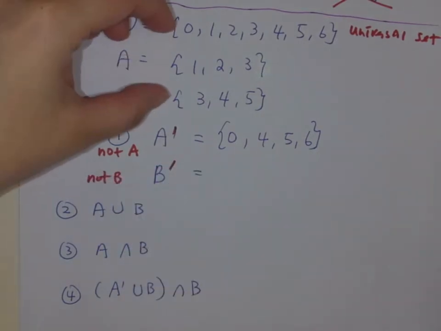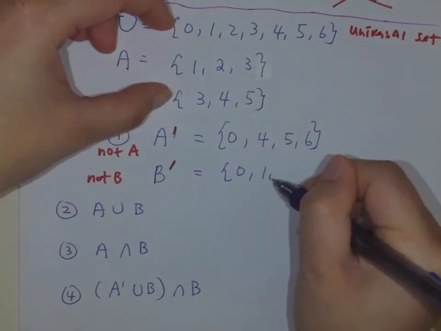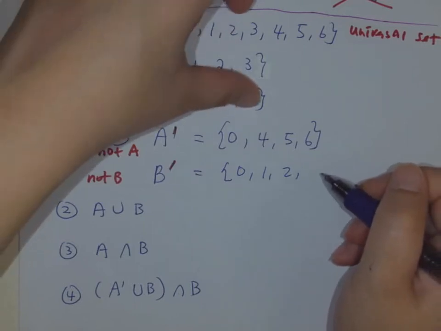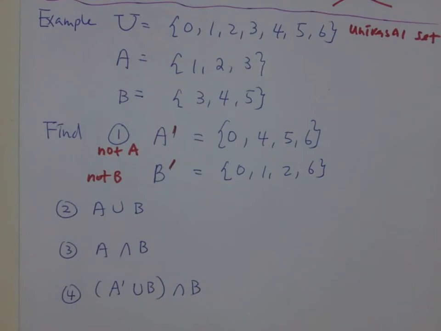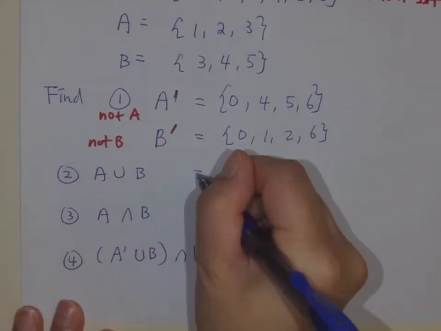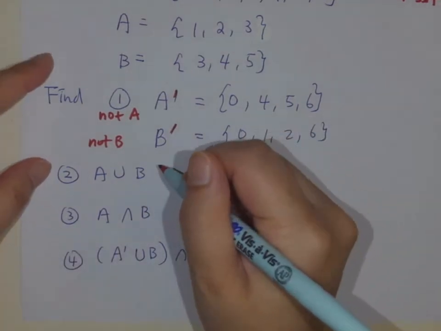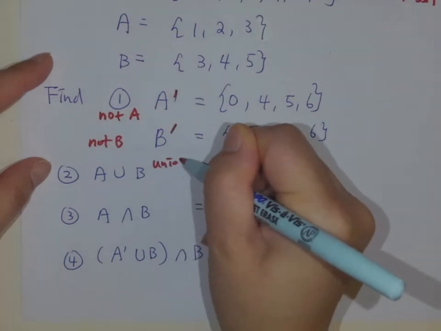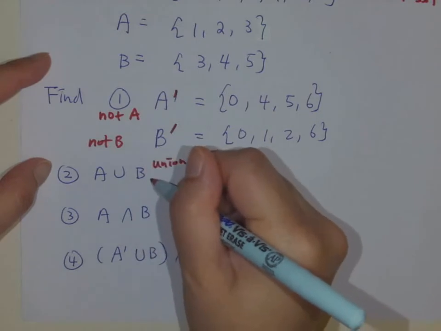The answer is, we compare the universal set with B. We have 0, 1, and 2, 3, 4, 5 is here, and then 6. So those elements are in the universal set but not in B. Then we have some operations here. The first one with the U shape means union. We want either-or, which means everything in both sets.